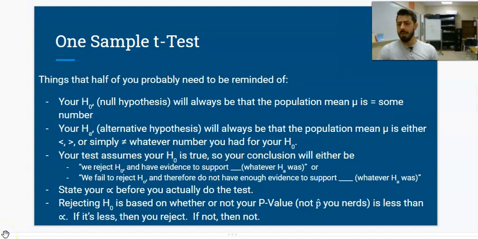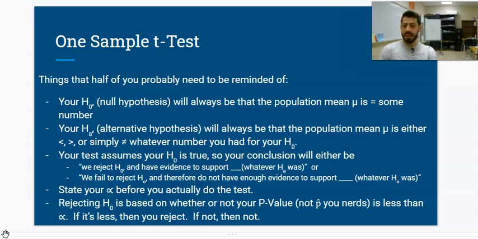Things that you should probably remember, because most of you probably forgot. Remember, your null hypothesis is always going to be that your statistic in question, which in this case is the population mean, equals some number. Just like before, it was always your proportion equals a number. Now it's the mean equals some number, and it's always about the population. Your alternative hypothesis is that that same population mean is either going to be more, less, or just different from whatever you set your null hypothesis to.